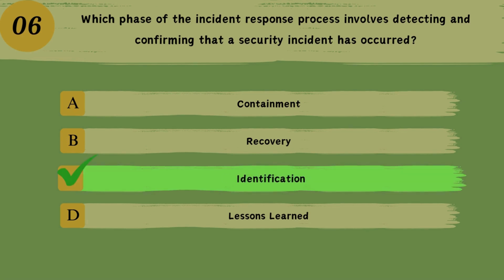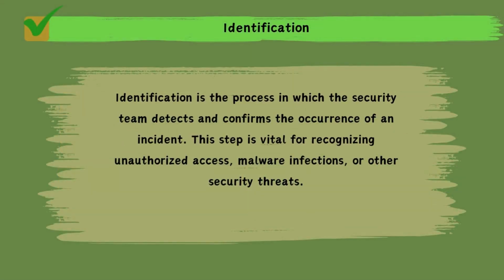Correct answer. C. Identification. Identification is the process in which the security team detects and confirms the occurrence of an incident. This step is vital for recognizing unauthorized access, malware infections, or other security threats.